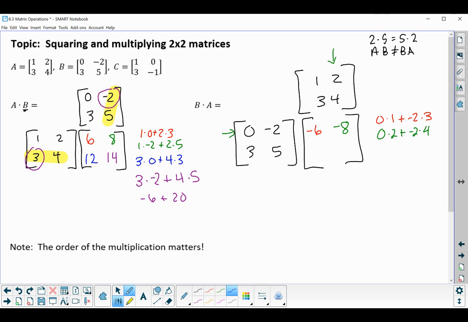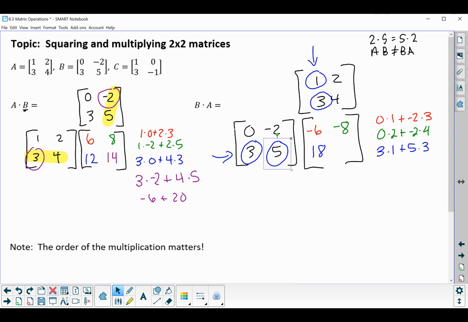Now going down to that second row and switching to the first column. So the 3 will multiply by 1 and the 5 will multiply by 3. Again, start at the outside, multiply those two together, and work your way in towards where the answer goes. 3 plus 15 gives me 18.